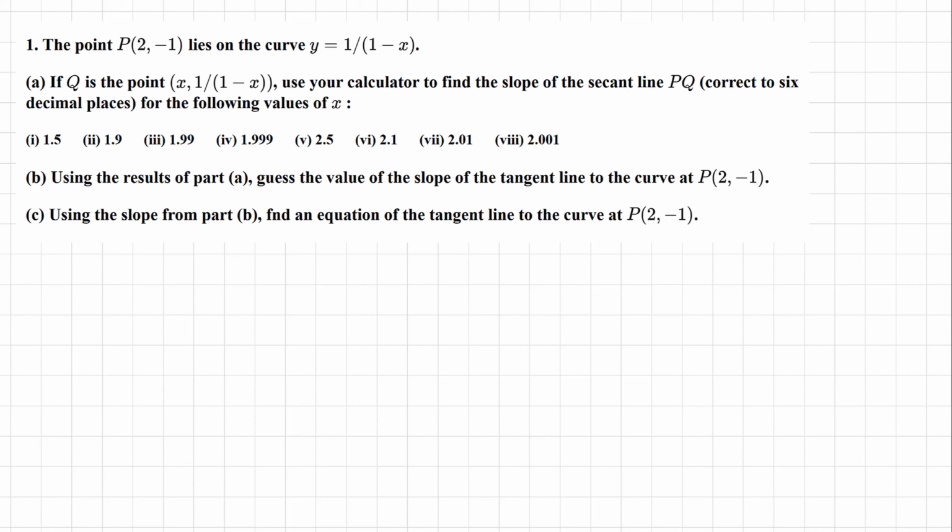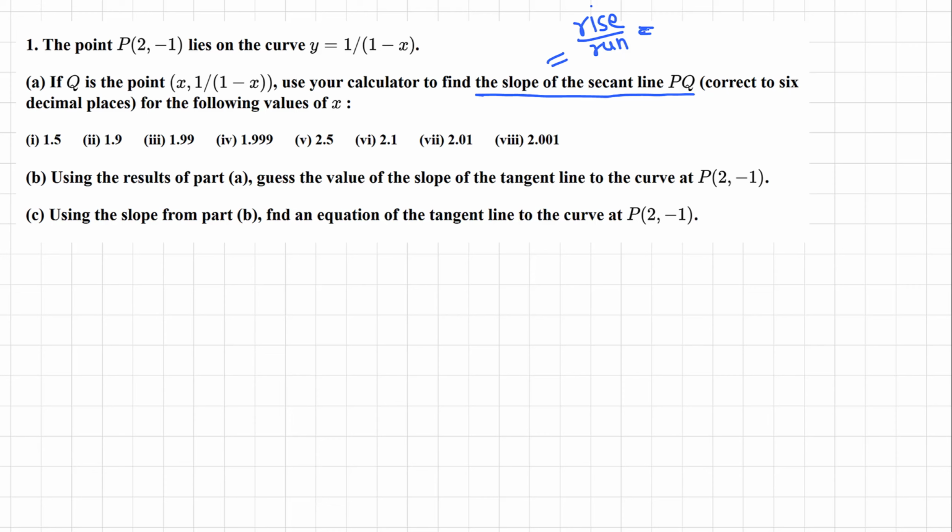Read the question carefully. Here we are asked to find the slope of the secant line correct to 6 decimal places for the following values of x. So a secant line is just a line, so the slope would be rise over run for any line, right? And rise means change in y coordinates. Run means change in x coordinates.